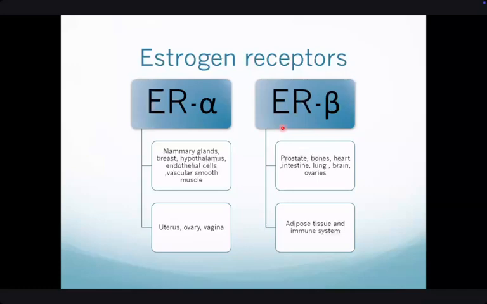There are two major isoforms of estrogen receptors that govern a wide range of physiological processes, including the development of the female reproductive system, maintenance of bone mass, and protection of cardiovascular tissue and the central nervous system. These are estrogen receptor alpha and estrogen receptor beta. The alpha is mainly found in the breast, hypothalamus, endothelial cells, and vascular smooth muscle, and also in the uterus, ovary, and vagina. Whereas estrogen receptor beta is found in the prostate, bone, heart, intestines, lung, brain, ovaries, adipose tissue, and the immune system.